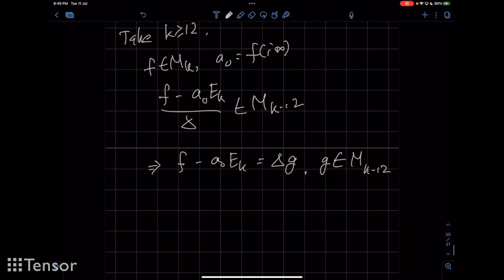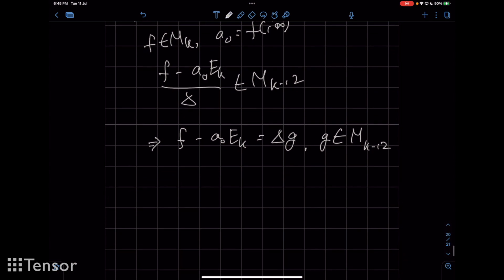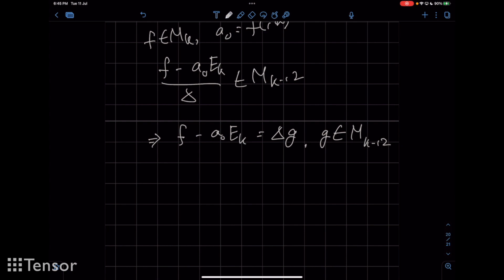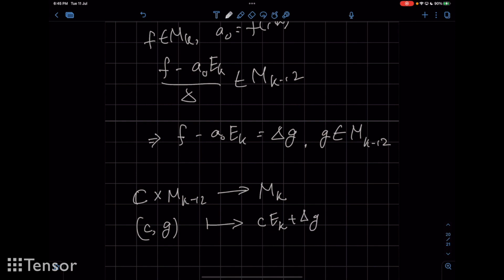So we can form a linear map. That linear map is from the direct sum of C and M_{k-12} to M_k. What does this map do? This map takes a complex number c and a modular form g of weight k minus 12, and maps it to c E_k plus delta g. And this map is a surjective function.